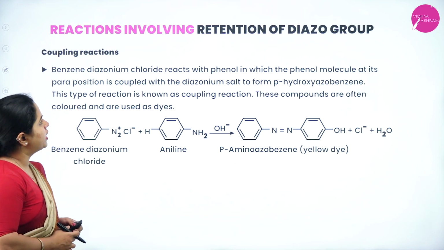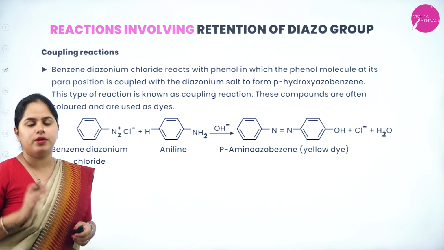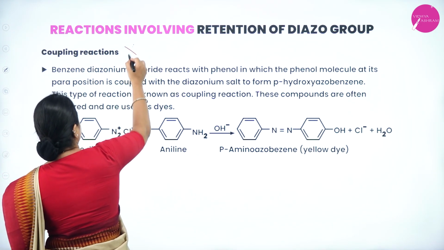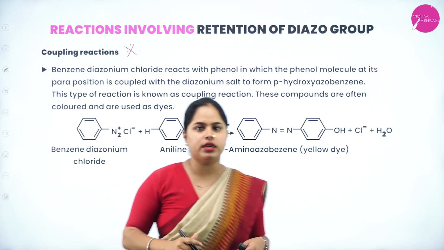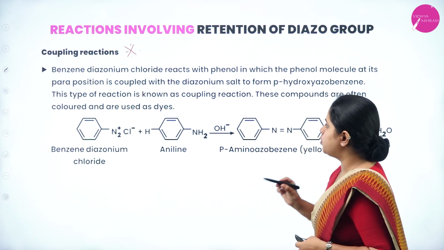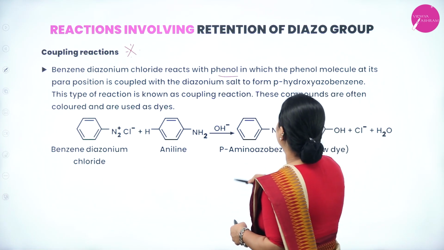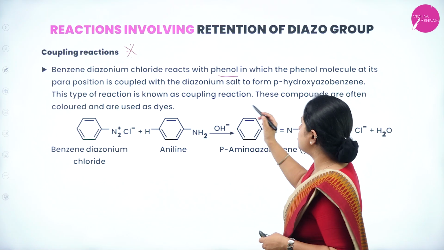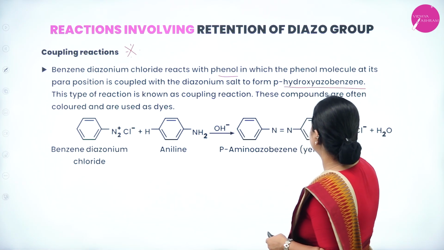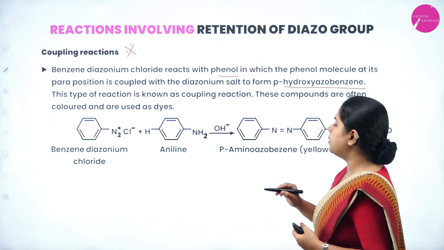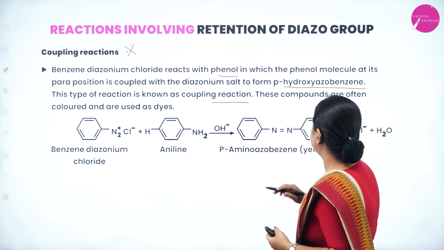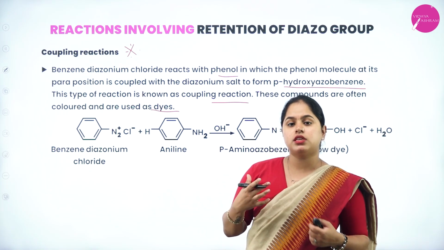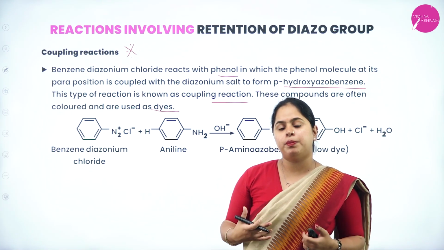Now moving on to the reactions involving retention of diazo group. There is no displacement of nitrogen happening here. So the important reaction is called the coupling reaction, which is important in the dye industry as well. Benzene diazonium chloride reacts with phenol, in which the phenol molecule at its para position is coupled with the diazonium salt to form para-hydroxy azobenzene. This type of reaction is known as coupling reaction, and these compounds are often colored and are used as dyes. So this is how dyes are prepared, that is using coupling reaction.